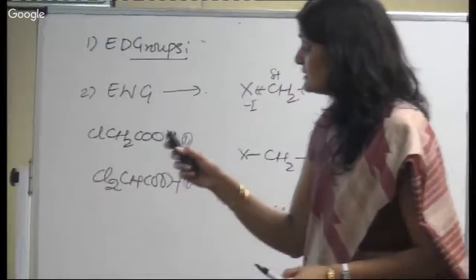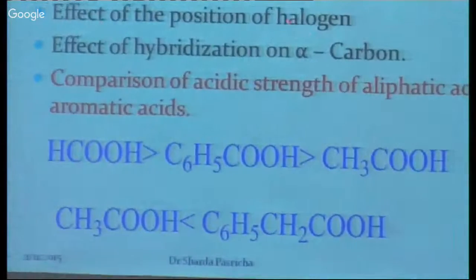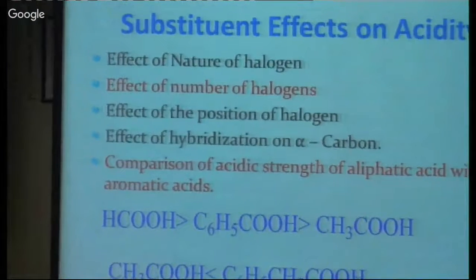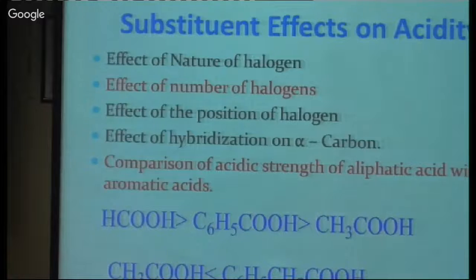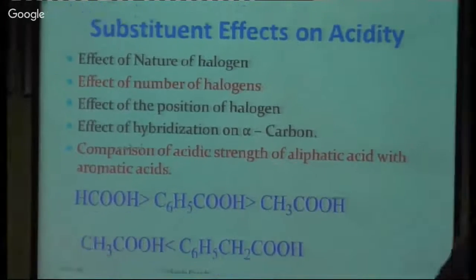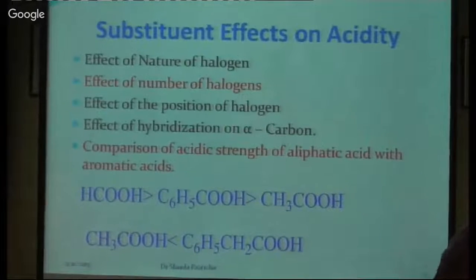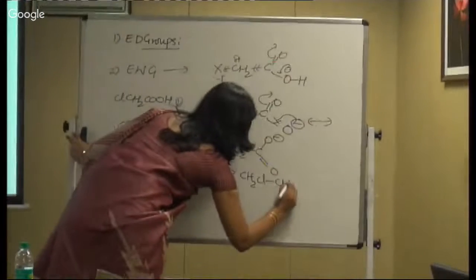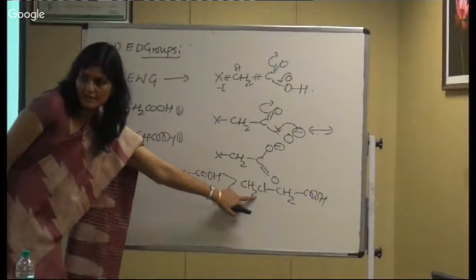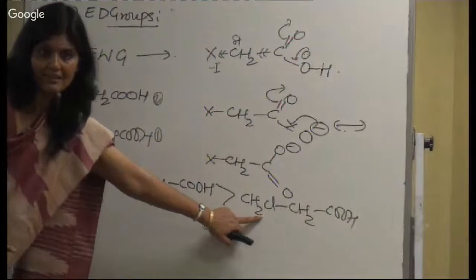The third is the position of the electron withdrawing group. As the electron withdrawing group moves away from the carboxylic group, the acidic character will decrease, again because the inductive effect dies beyond two carbons. You know that? What I mean here is, as the electron withdrawing group moves away, the acidity will go on decreasing, right?